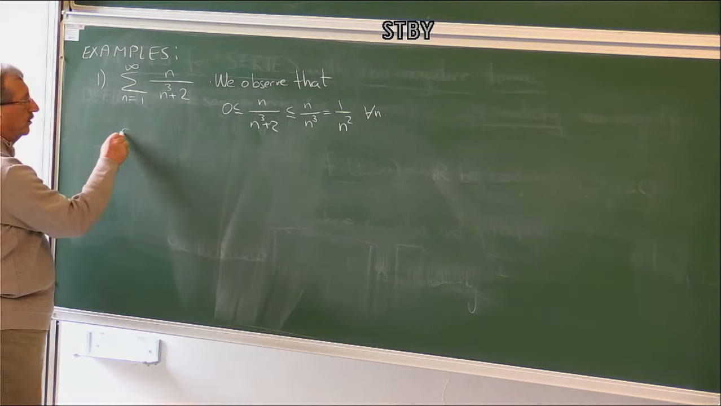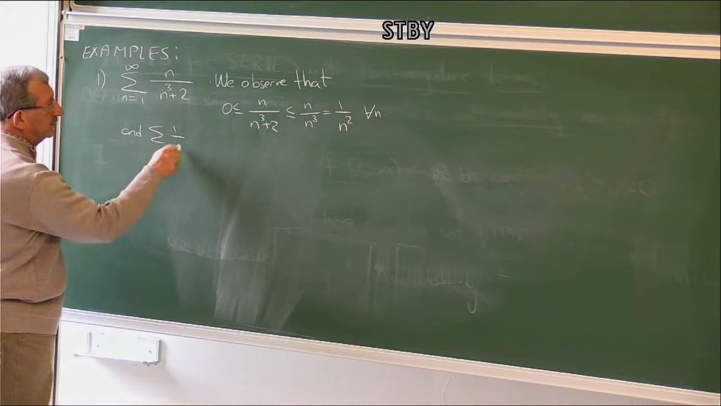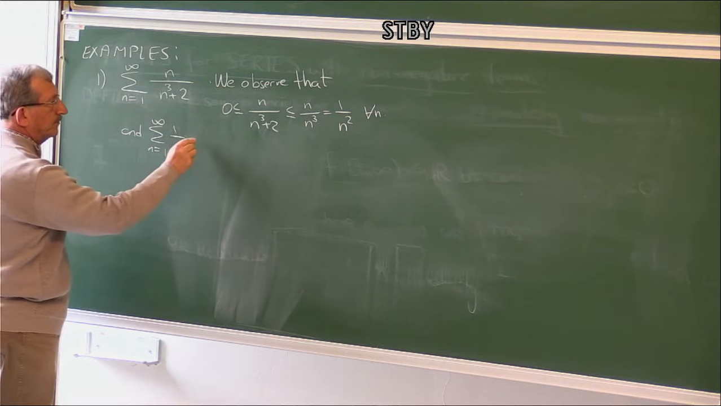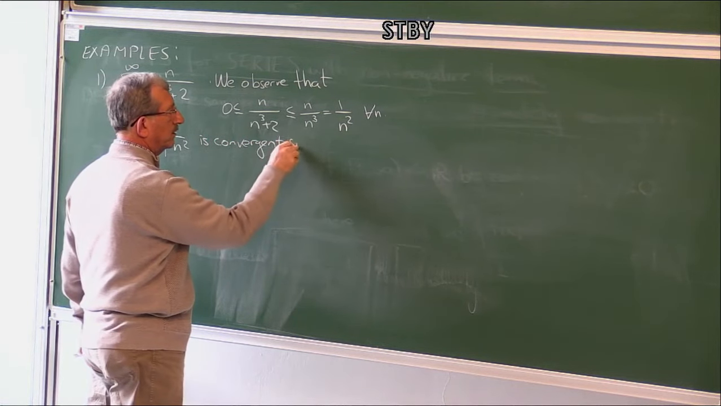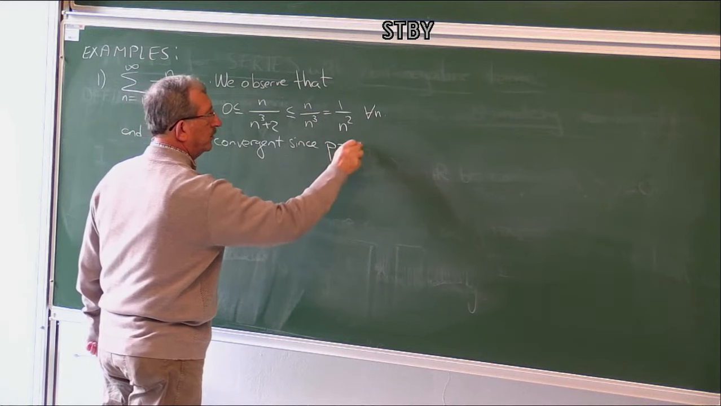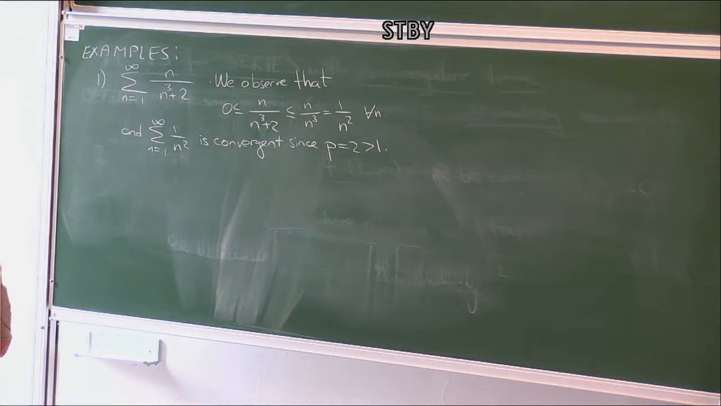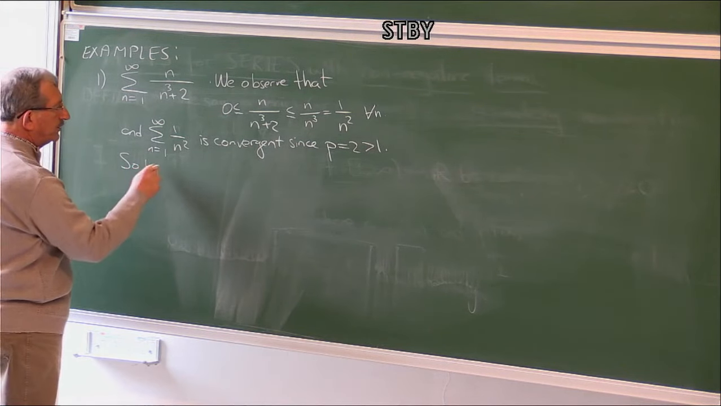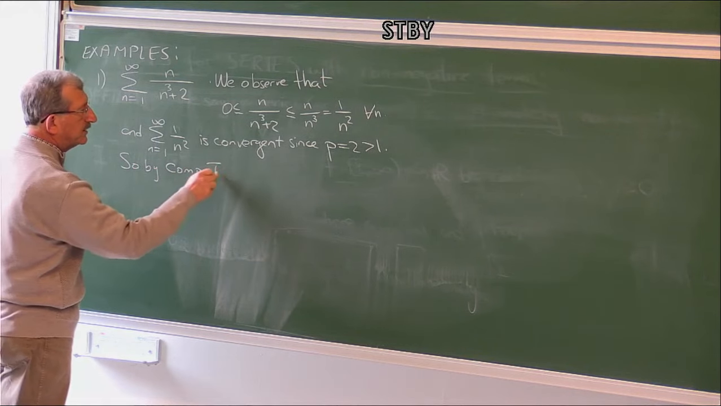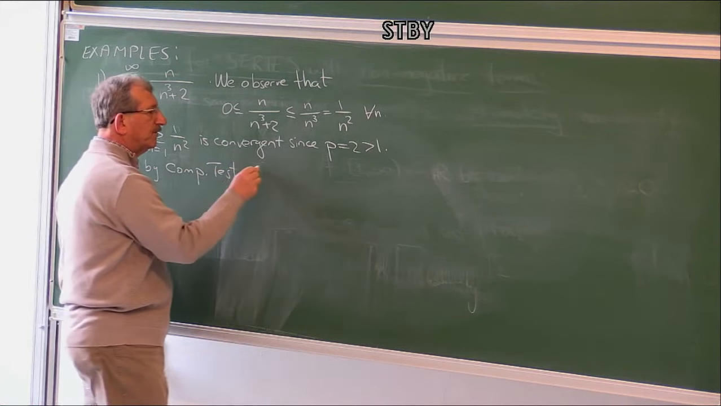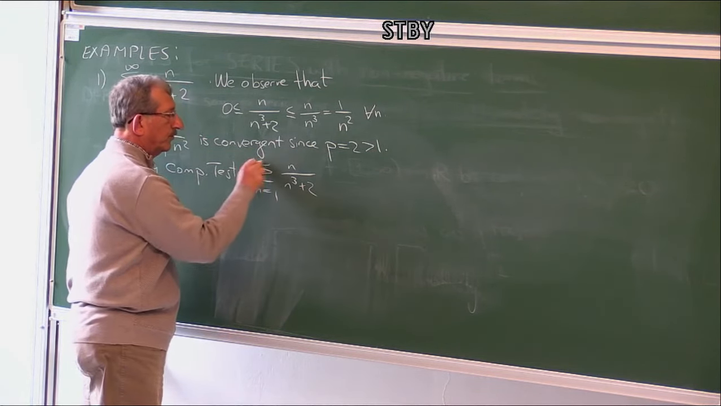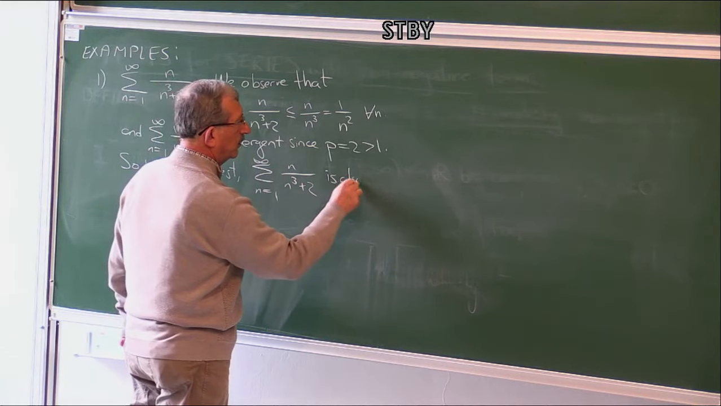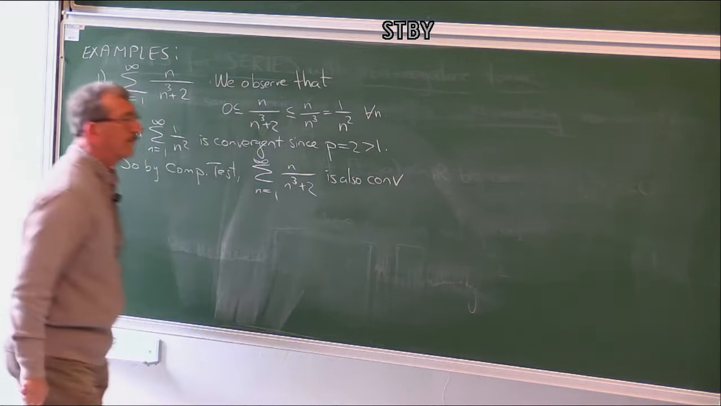But also, the series of 1 over n squared is convergent since p is 2 and it's bigger than 1. By the p-series, we already know this is convergent. So by the comparison theorem, or the comparison test, the given series, that is n over n cubed plus 2, is also convergent.